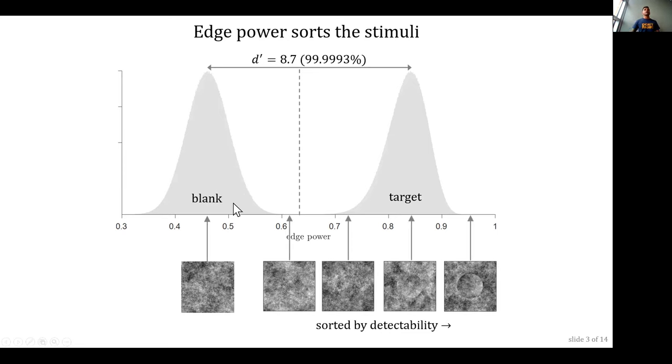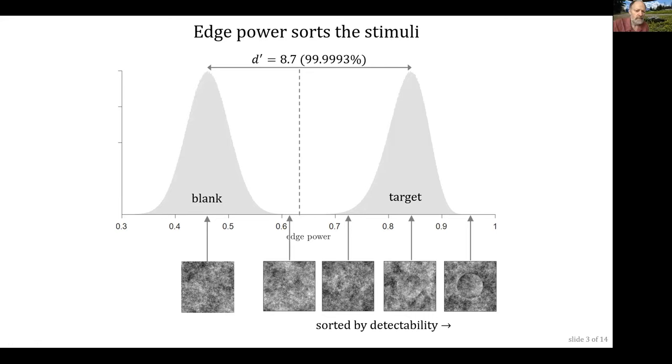If we plot how it sorts the images, this is an example of a blank image, which did not actually have a target on it. And these are examples of images that all have targets on them. As you can see, the edge power measure sorts them in what we can call a reasonable order of detectability. So each of these has a target on it. It seems that the edge power is able to capture quite a bit of the useful information about whether or not a camouflage target exists there.